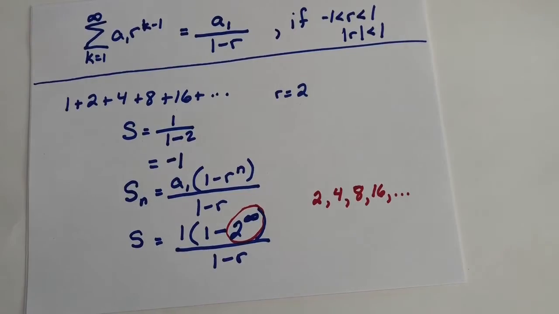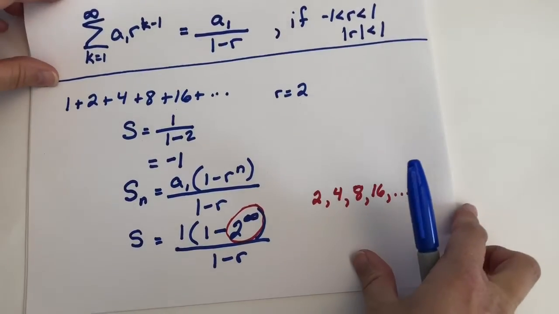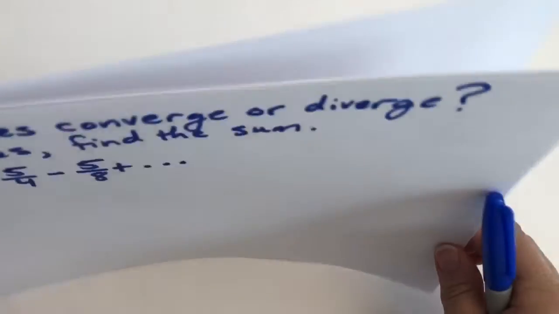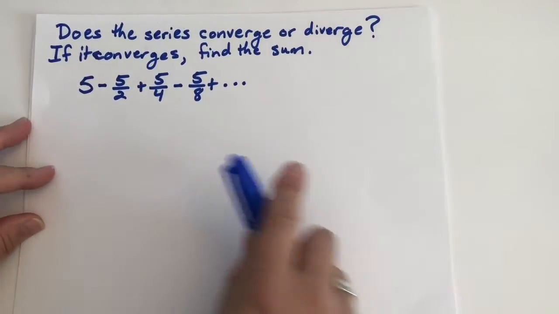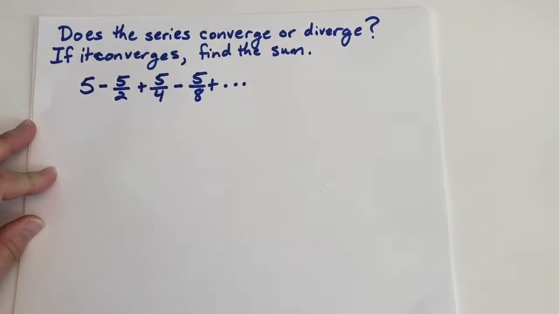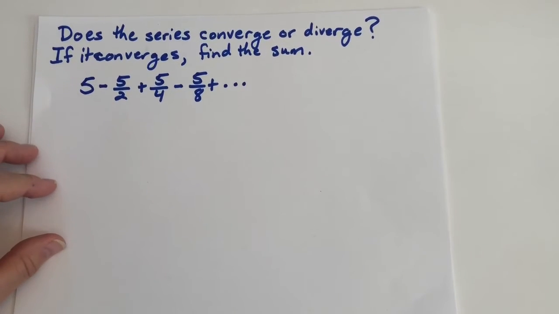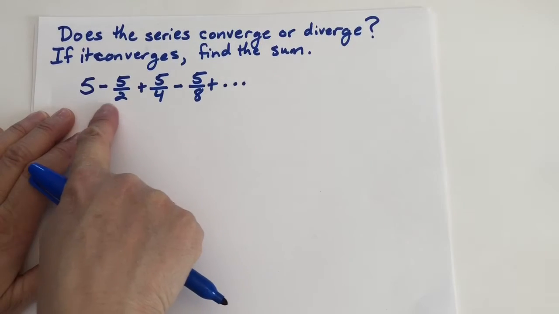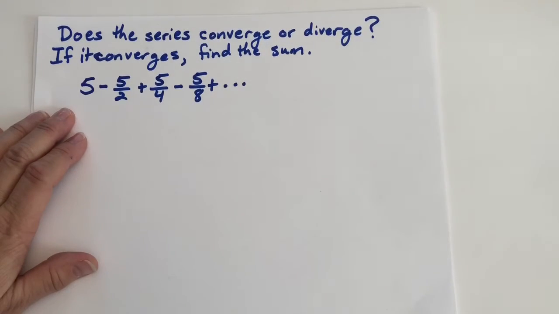So let's look at a problem and see what kinds of things we should be able to do. The question is, does the series converge or diverge? And if it converges, can we find the sum? So remember, whether it converges or diverges depends on our r value. Confirm that we have an infinite geometric series here.